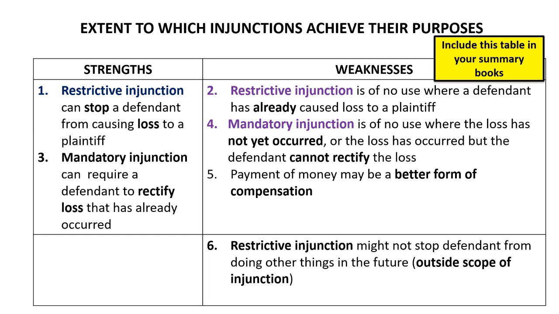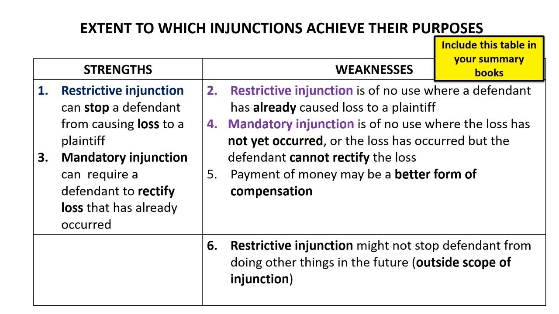that loss. Going back to the example of the developer and the heritage building, if the builder has already demolished the heritage building, then a restrictive injunction will be of no use because there is no loss that can be stopped. The loss, that is, the destruction of the heritage building, has already occurred. In contrast, a mandatory injunction can require a defendant to rectify, that is, fix up, a loss that the defendant has caused to a plaintiff.